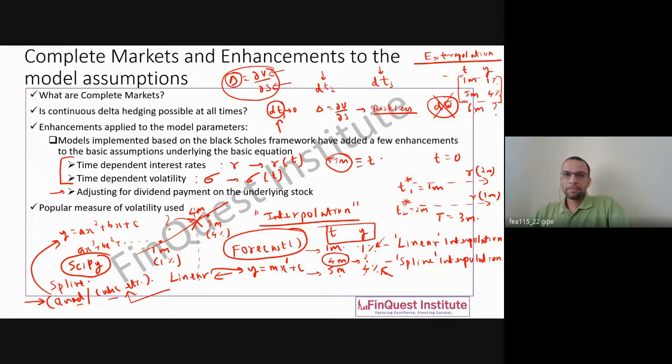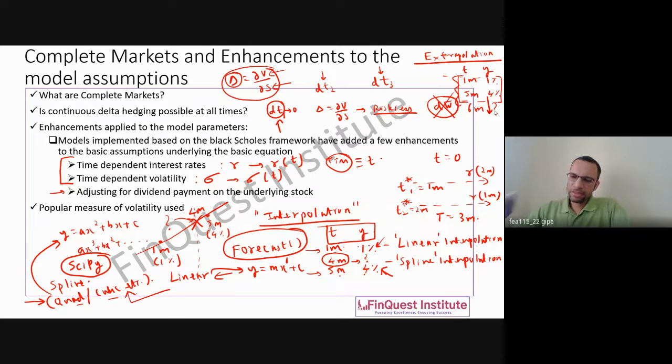Now, this is something which the market doesn't show, because the market says that we are quoting yields only up till 5 months. Beyond 5 months, we don't quote anything. So at that time, I may want to figure out what is the 6 month yield. So this is where extrapolation can be used. That is, I use the available data which is given to me, and based on this, I try to extrapolate a number for 6 months.